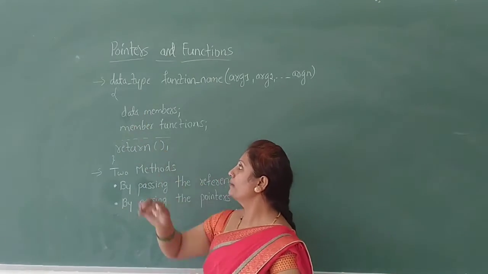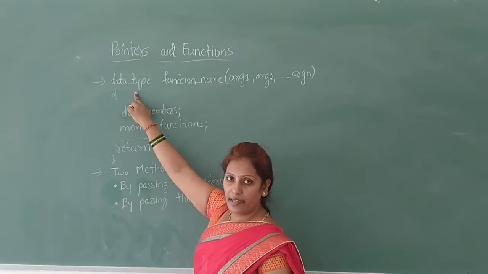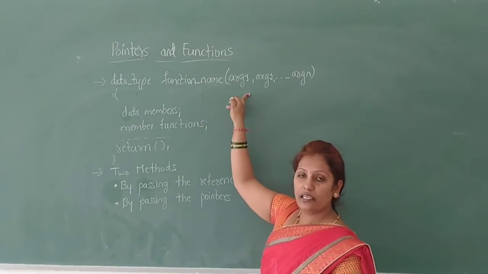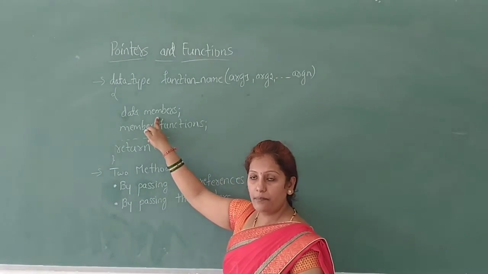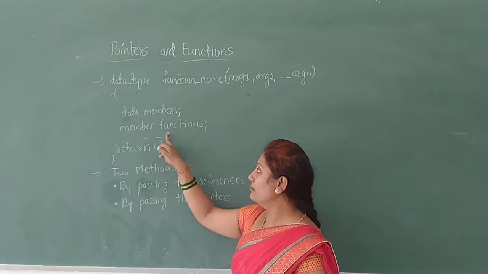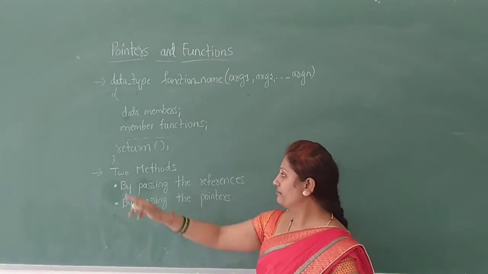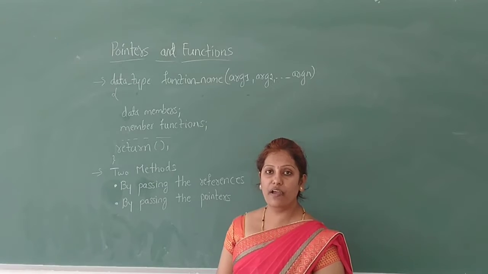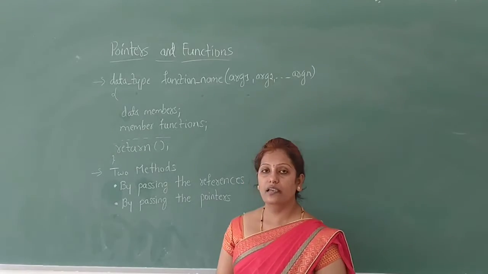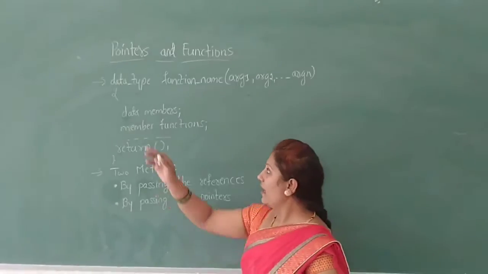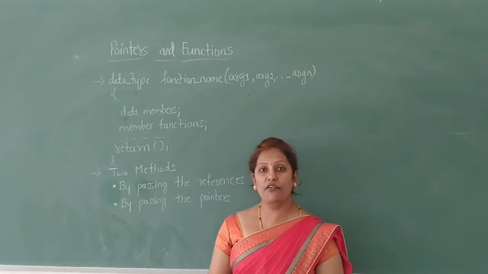And we have to follow a function declaration. First, data type, function name and number of arguments, and the body of the function, that is data members, meaning local variables, and member functions to read values and to display values, and it returns a single value to the called function, and it ends the function declaration. Okay, and here the data type defines the types of values.